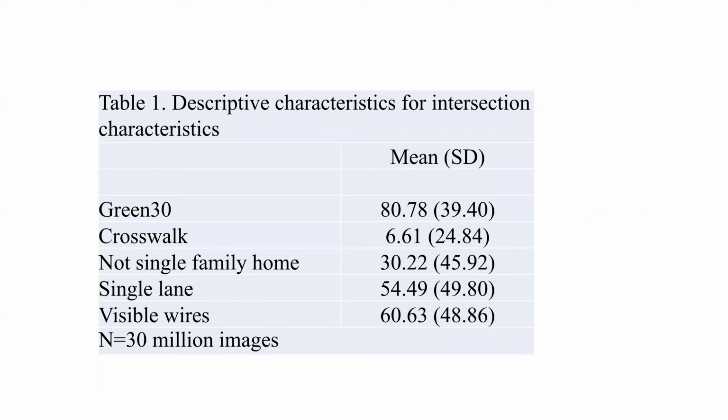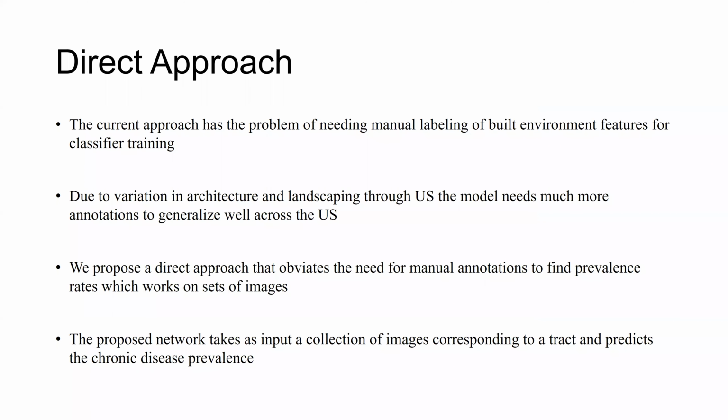Okay, so the distribution of these characteristics. Greenness is quite prominent. Visible utility wires is also quite prominent, 61%. Single lane just denotes whether there's a single lane road or more than a single lane road, so 2 or more lanes. Not single family home we saw before, and crosswalks is the rarest indicator at around 6 to 7%.